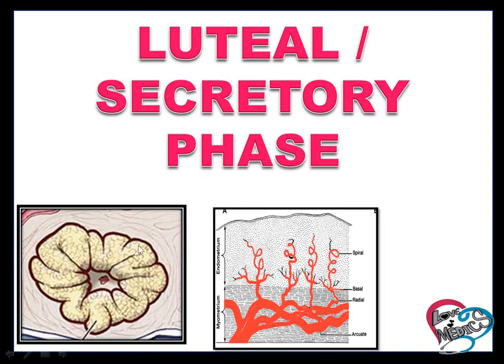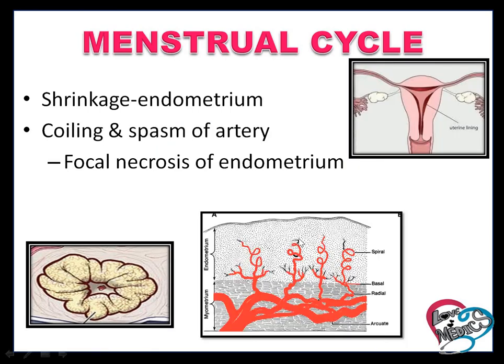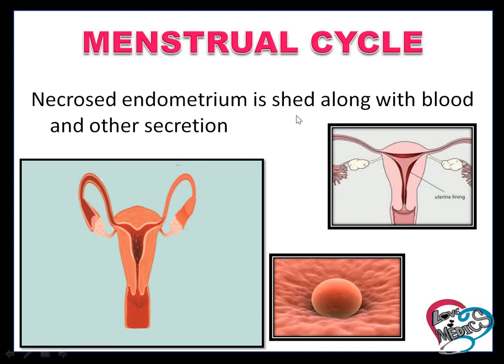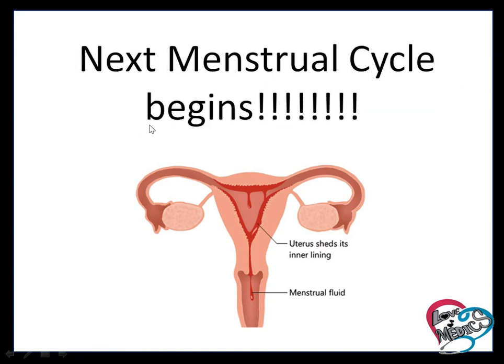It takes place by the corpus luteum, right? So it is called the luteal phase. There is more secretion in the endometrium, that's why it is also called the secretory phase. During the menstrual cycle, there is a sudden drop of hormone levels. Progesterone and estrogen levels are reduced due to the regression of the corpus luteum, and the LH and FSH levels are reduced after ovulation. So the endometrial shrinkage starts. The blood supply to the endometrium is stopped, which leads to focal necrosis of the endometrium. The necrosed endometrium starts shedding along with blood and other secretions. That is menstruation, the menstrual phase. The next menstrual cycle begins.